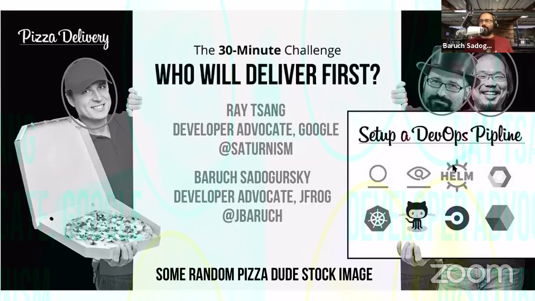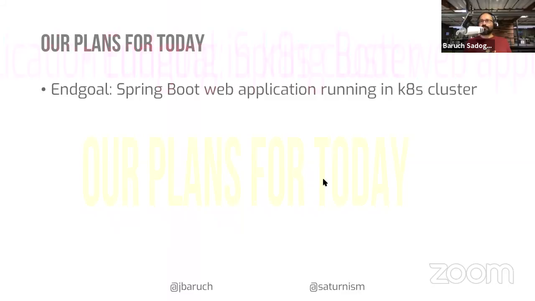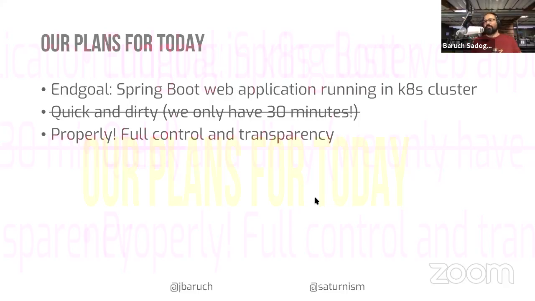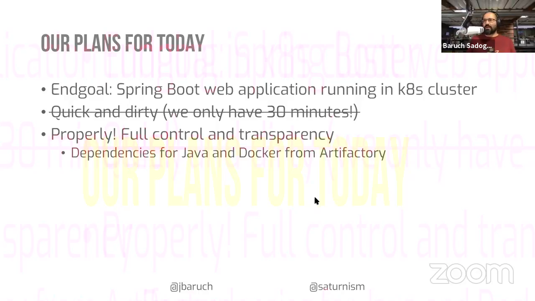The end goal is a Spring Boot web application running in a Kubernetes cluster on Google Cloud Platform. We will do it quick and dirty because we only have 30 minutes. Not really. We actually will do it properly. We will build a pipeline that will have full control and transparency. We will control the dependencies for Java and for Docker in Artifactory. We will deploy artifacts, both Java and Docker, to Artifactory.